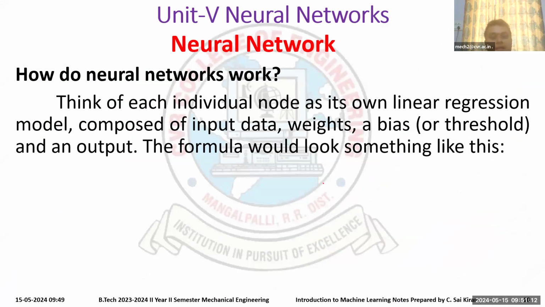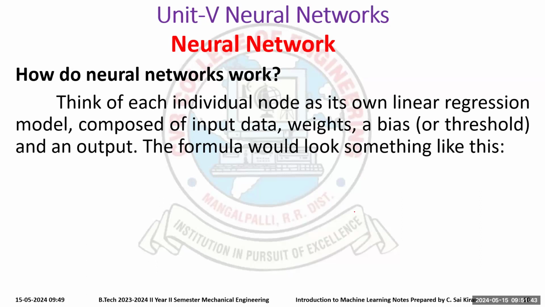How do neural networks work? This can be asked as a short answer. In this case, each node has its own linear regression model, composed of input data. So here we have input data, weights, and a bias, or threshold, and an output.